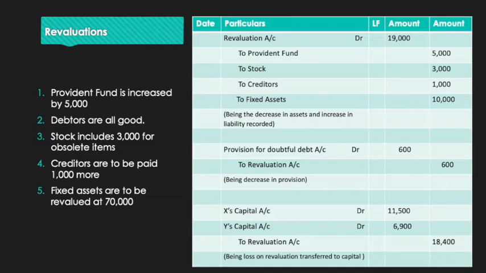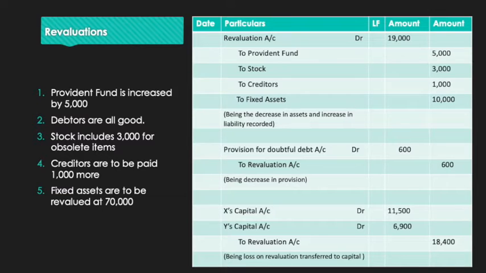Now if you see, the debit side of the revaluation account has 19,000 and the credit side has 600. Therefore, there is a resultant loss of 18,400. And whenever there is a profit or loss on revaluation, it will always be distributed among old partners in the old ratio, and in this case the old ratio is 5:3. So 18,400 will be divided among X and Y, the old partners, in the ratio of 5:3.